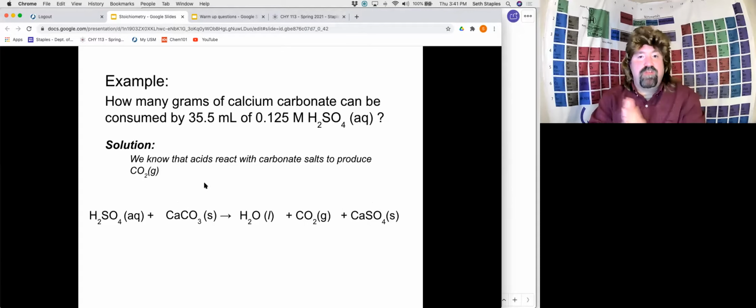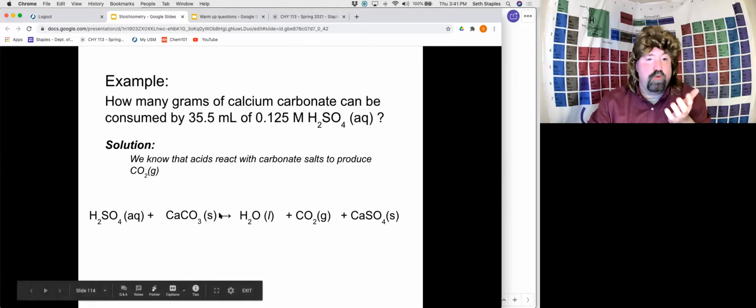Okay, and so this question here, same idea. Actually, it's the exact example that I was just talking about. We want to know how many grams of calcium carbonate can be consumed by 35 milliliters of 0.125 molar H2SO4. The only difference here is that we're looking at two of the reactants. So we're given an amount of H2SO4, and we want to know how much calcium carbonate can be used up, can be consumed by this amount of H2SO4.